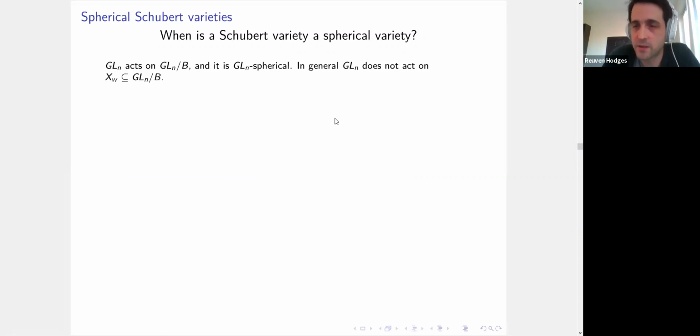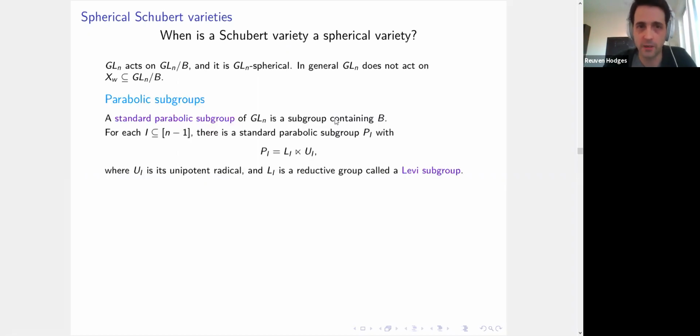At this point, this question is maybe slightly poorly posed because of the following. GLN acts on GLN mod B and it's GLN spherical. That's what I just said on the previous slide. We have this action. But in general, GLN does not act on the Schubert variety. What I mean is, you have some point inside your Schubert variety and you look at the GLN orbit. The GLN orbit will take you outside of the Schubert variety, almost always. In fact, always, unless you are actually the flag variety. So to make this question make sense, when is a Schubert variety a spherical variety, you need to say what is your reductive group that's actually acting. And that's what I want to talk about now.